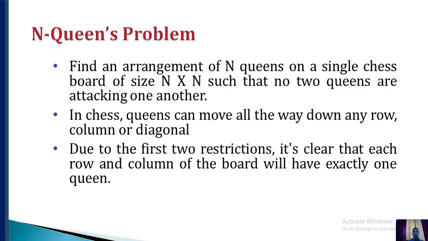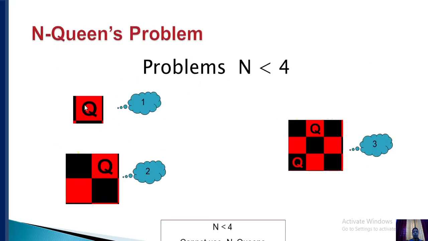So for example, now let us consider if we are given a 1 cross 1 chessboard. If we have 1 cross 1, then we'll have 1 queen. So there is obviously no problem in placing the queen and there will not be any clash. Let us consider a 2 cross 2 chessboard. If it is 2 cross 2, we will be given 2 queens.